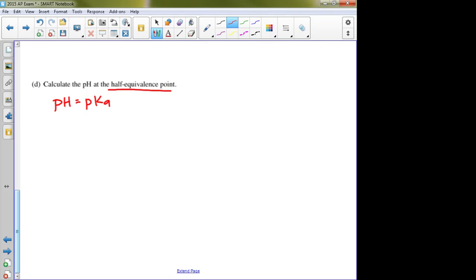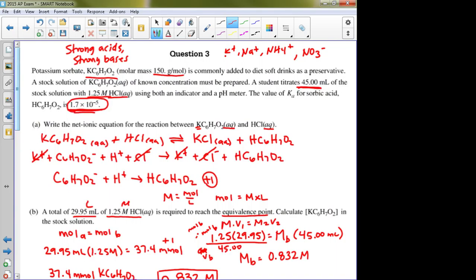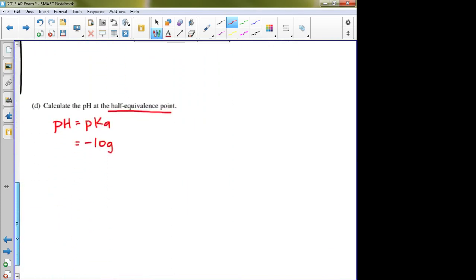What does that P in front of the Ka mean? We're going to take the opposite log of the Ka. So pH is going to be equal to the opposite log of, what did they give me up here in this problem? Ka. Oh, so pKa at the half equivalence point equals the concentration of hydrogen. Yes. Okay. So the opposite log of 1.7 times 10 to the negative fifth. And if I put that in my calculator, then I get 4.77.